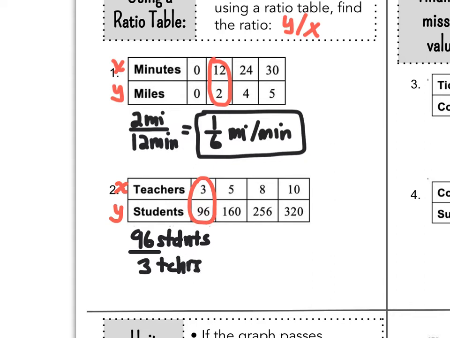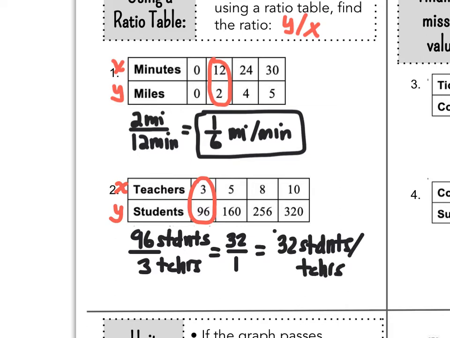Okay, so now you divide, and this one does come out evenly. They're both divisible by 3, so you're going to get, let's see, that's going to be 32 over 1. So then you're just going to write it's 32 students per teacher. Okay, and that's your unit rate. And then you just box your answer.